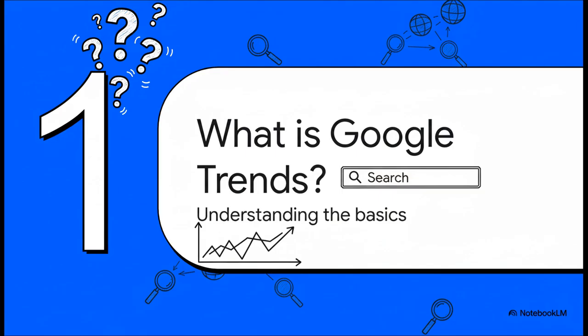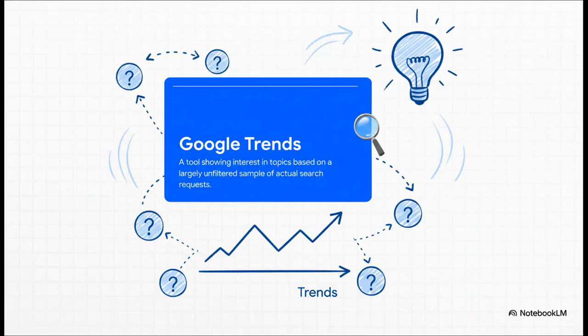Okay, let's start with the fundamentals. What exactly is this thing we're talking about? You know, at its heart, Google Trends is actually super simple. It shows you how often people search for a certain term. But, and this is the key part, it's relative to all the other searches happening at that time. So, you're not seeing the raw number of searches. What you're really seeing is the interest level in a topic. Just think of it like a massive gauge for public attention.